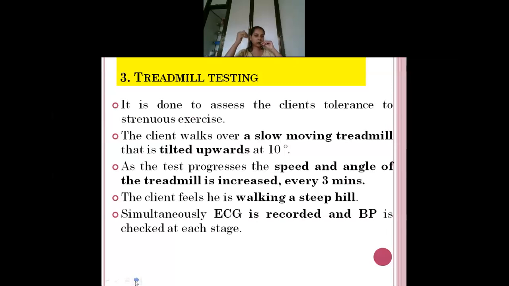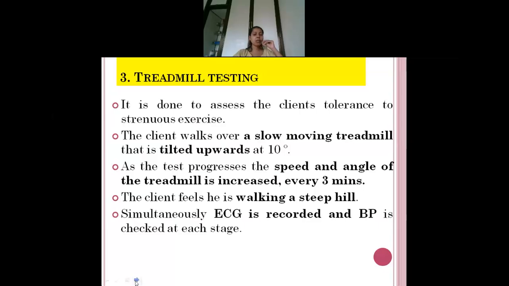Isn't it? So initially it may be straight. Slowly, when the angle changes, it will become like you're walking on a steep hill. Okay, so what happens? The energy you put, the force you put will be different. During that time also they're monitoring the vital signs of the person and ECG is recorded.